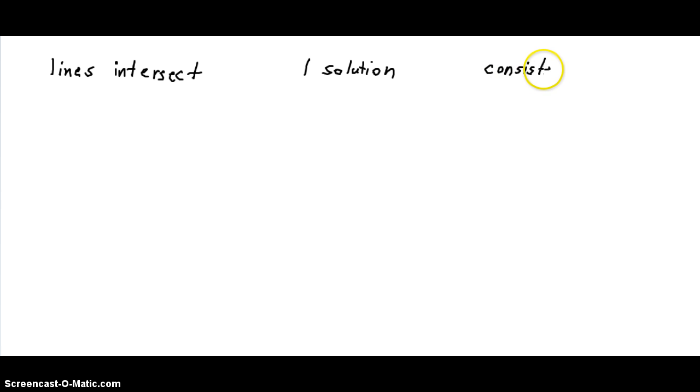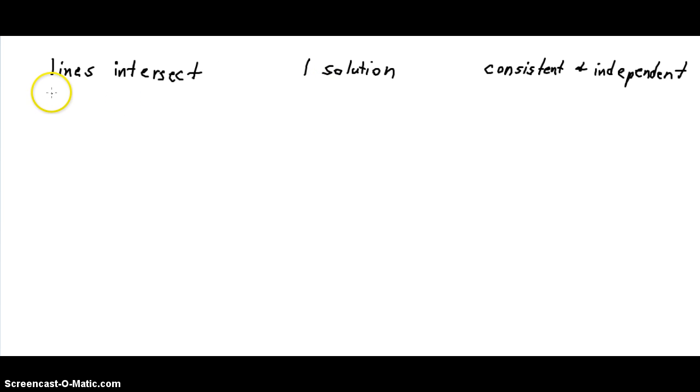Let's just summarize that. If our lines intersect, that means we have one solution. And we call that line, the term for that is consistent and independent. That's if the lines intersect and you have one solution.